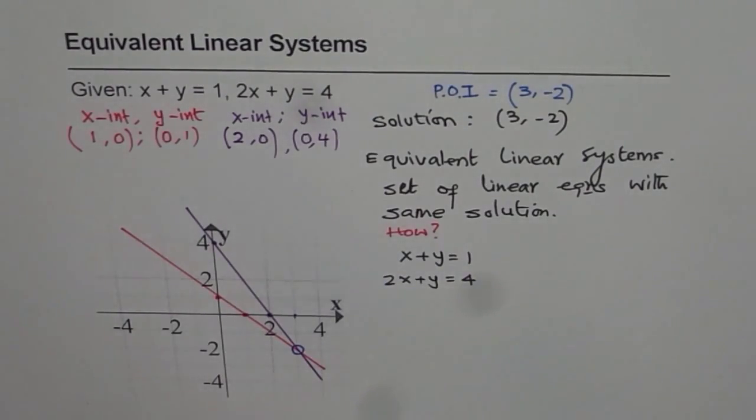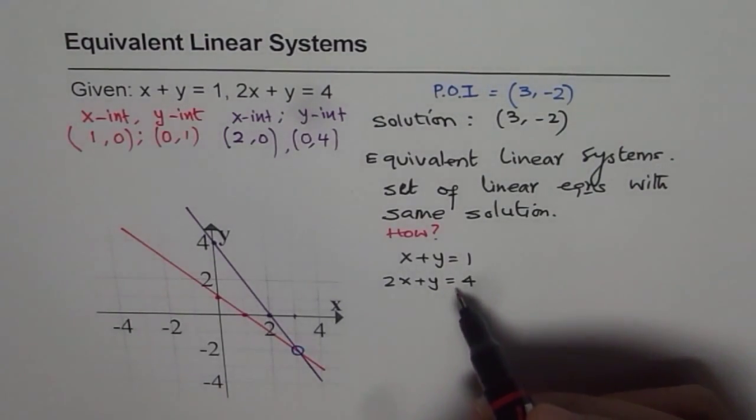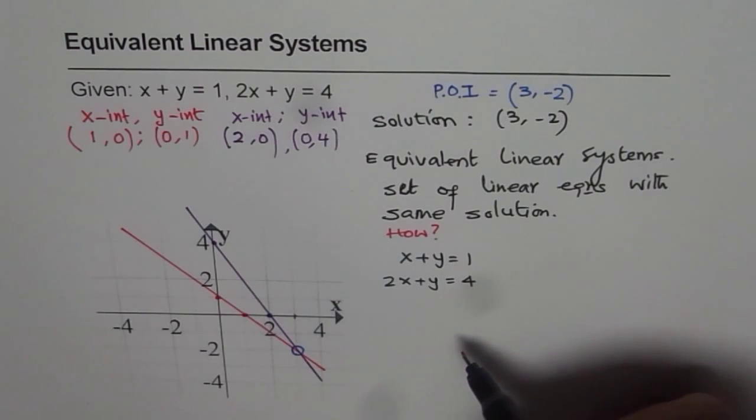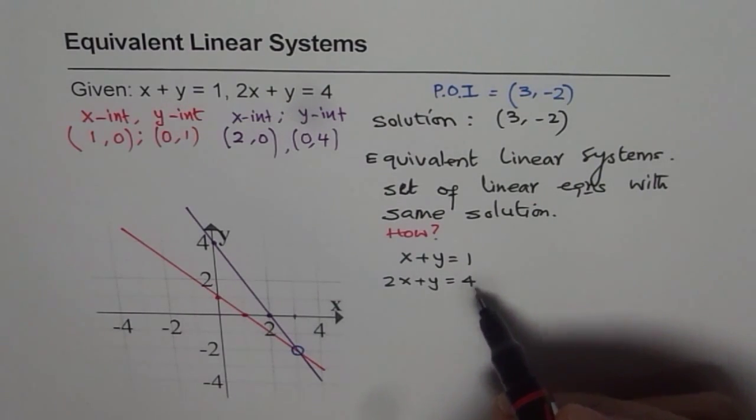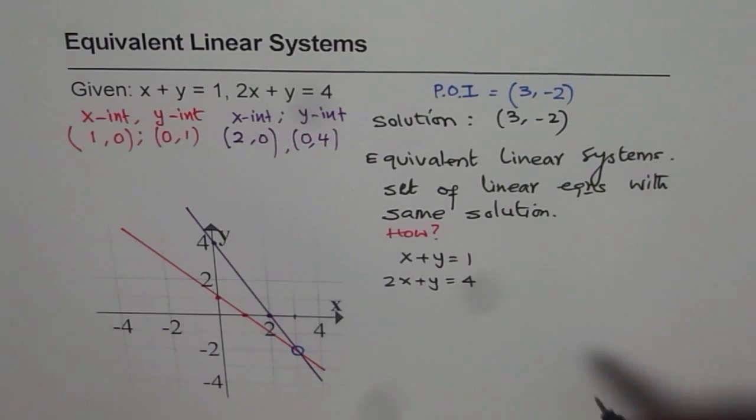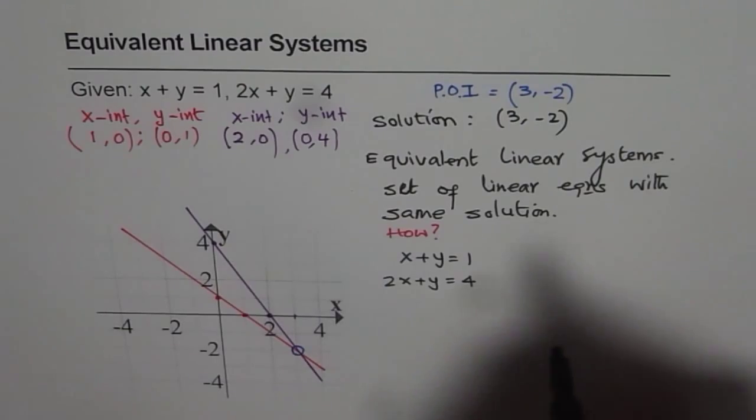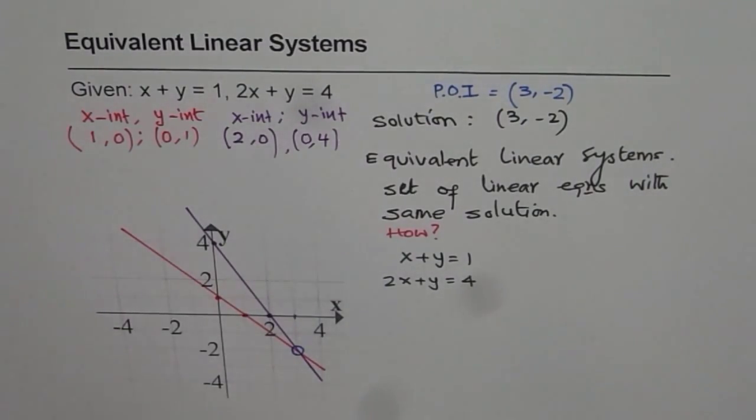Now the technique is that you can add these equations, you can subtract these equations, or you can multiply one with some constant number and add. Doing all those operations will give you an equivalent system. That's kind of tricky. Let us see how, and we'll verify.